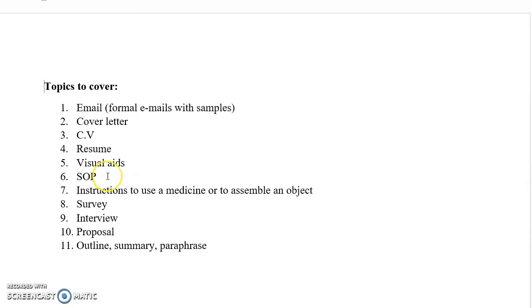SOP, statement of purpose, and besides that, we have to make a recommendation letter or motivation letter. Instructions: how to make instructions for a catalog or for making or using a product. How to make an online survey will be another topic. How to make an interview, how to ask, how to answer, what answers and questions I have to avoid, what body language or body movements I have to apply while I am in an interview. How to make a proposal, what the meaning of proposal is, and the last one is how to outline a text, how to summarize the text, and how to paraphrase a text.